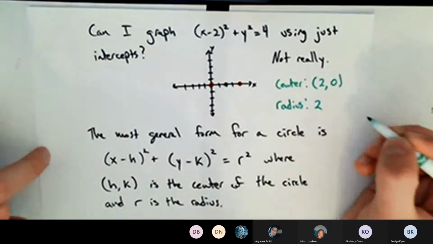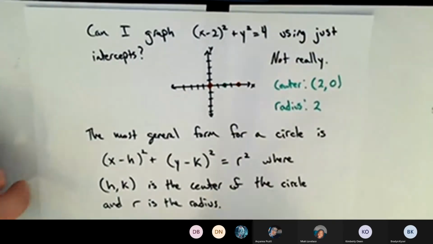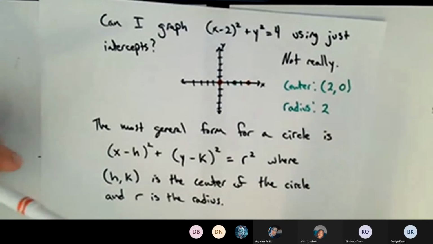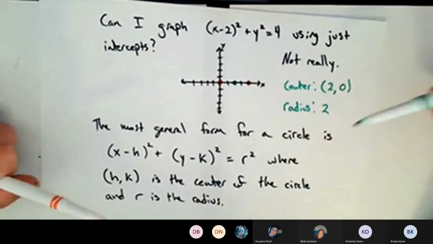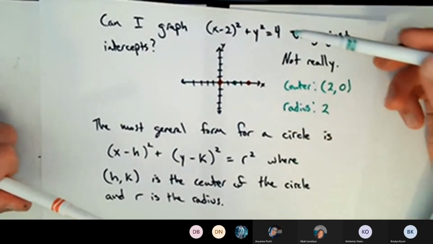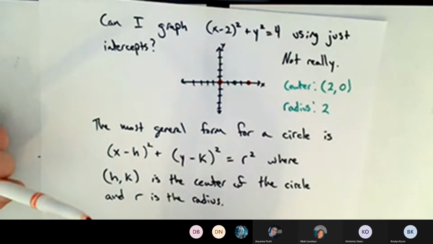My radius is 2. Why? Because r squared is equal to 4. So that's something students forget a lot. You kind of just want to skip a step and just say, oh yeah, r is 4. But you have to remember to take the square root of it and say if r squared is 4, that means r is 2.